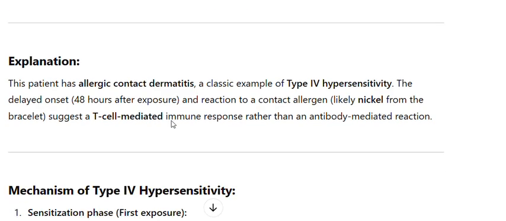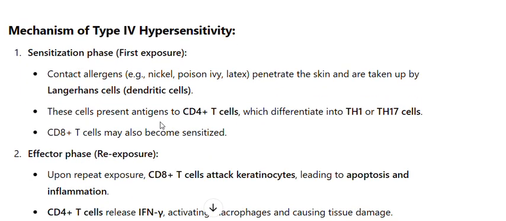Mechanism of type 4 hypersensitivity. 1. Sensitization phase, first exposure. Contact allergens, e.g. nickel, poison ivy, latex, penetrate the skin and are taken up by Langerhans cells, dendritic cells. These cells present antigens to CD4+ T cells, which differentiate into TH1 or TH17 cells. CD8+ T cells may also become sensitized.